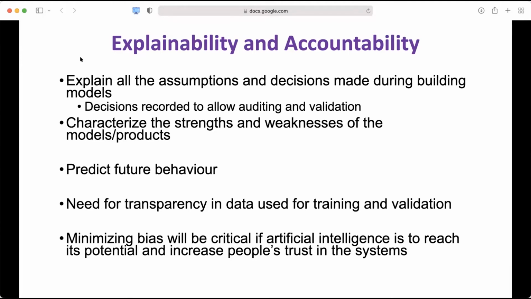So I think that as we conclude this particular session, we need to know that minimizing bias is going to be very, very critical if AI is to reach its potential and increase people's trust in the systems that will be impacting their lives and livelihoods. So I think I'll end here and then I'll ask Joyce to take us through some use cases of where we've seen AI and we've seen biases in AI, gender bias in particular in AI supported projects.